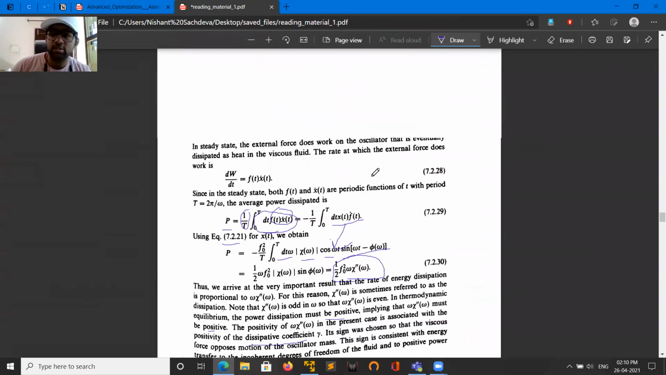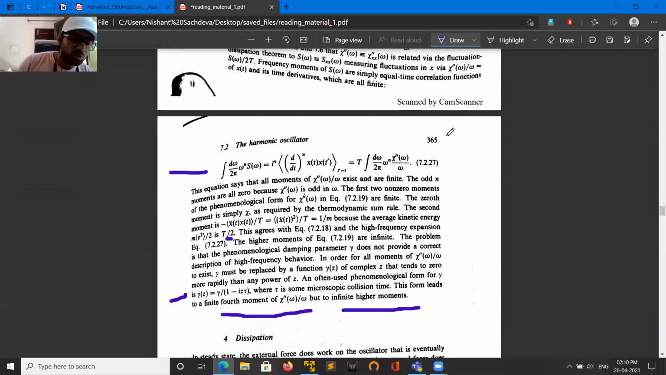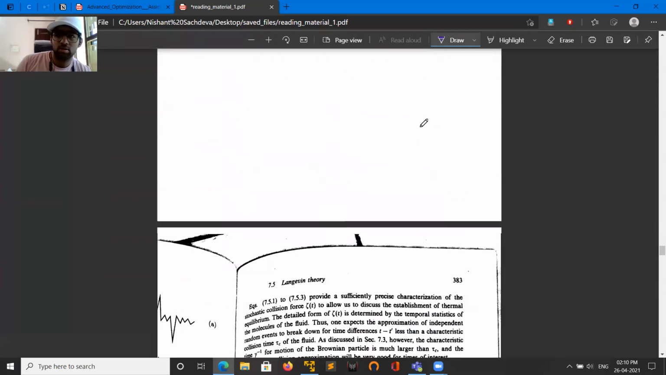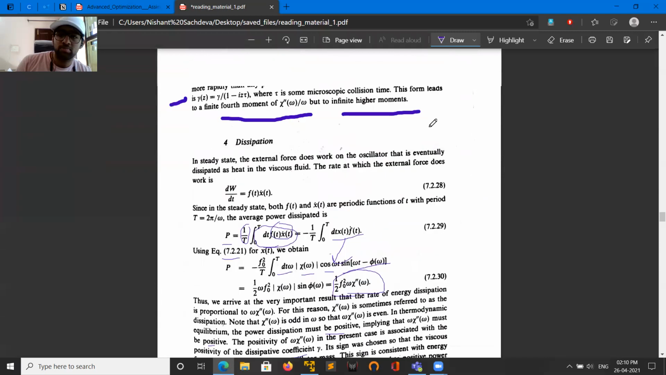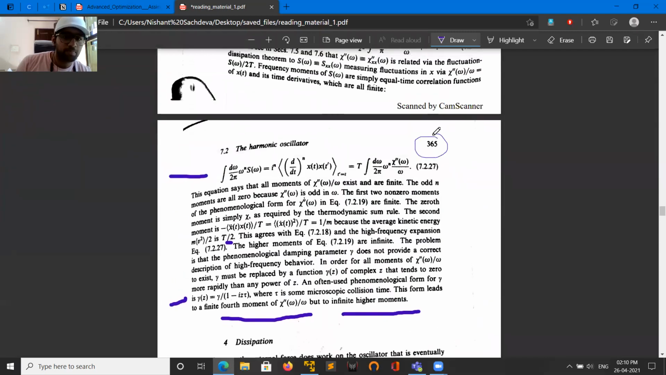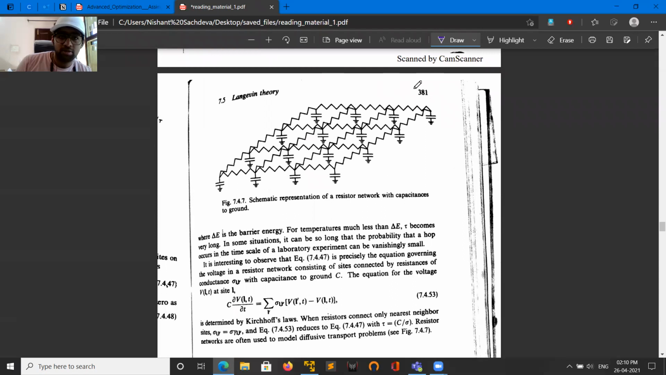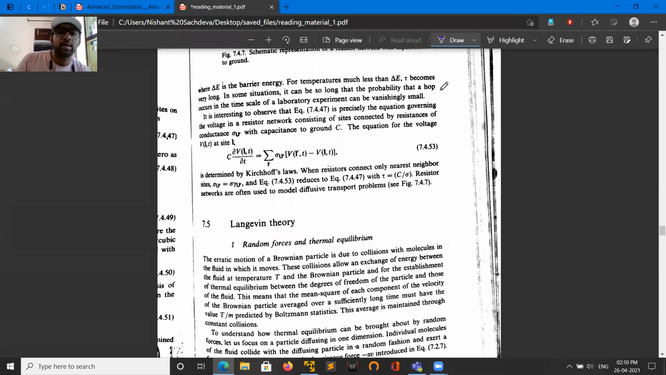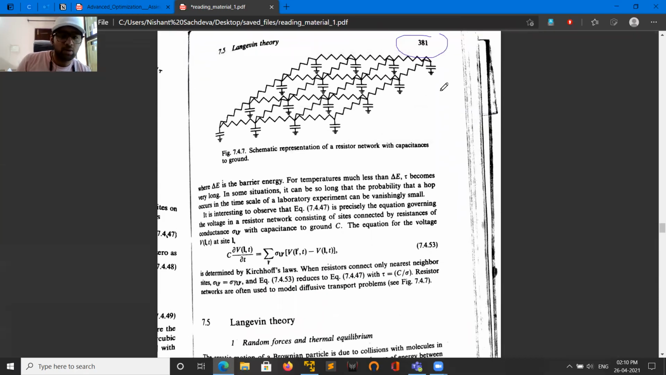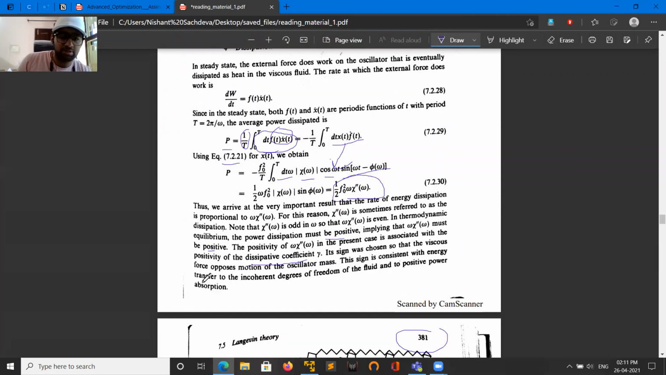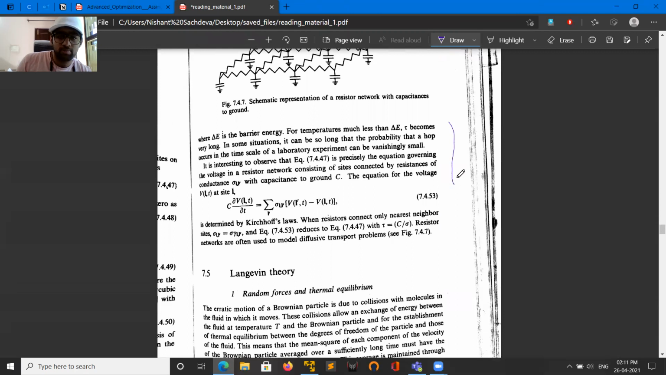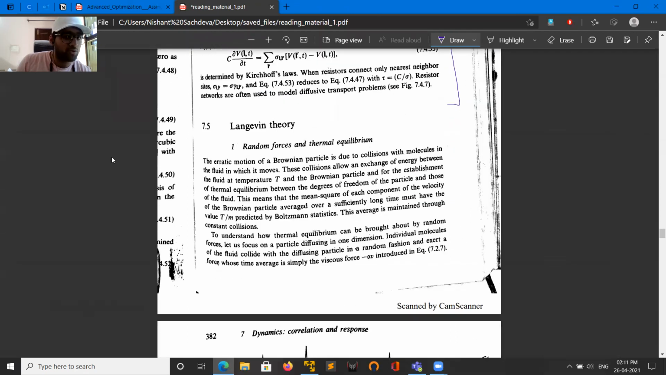Now, one thing to note here: this is page number 365, and this is page number 381. We take a bit of a skip here, so it will not all be very apparent how this is happening, but what we are working with is that the sign is consistent with the energy transfer to the incoherent degrees of freedom of the fluid and to positive power absorption. That's where we end. This section is from some other part which we have not studied.